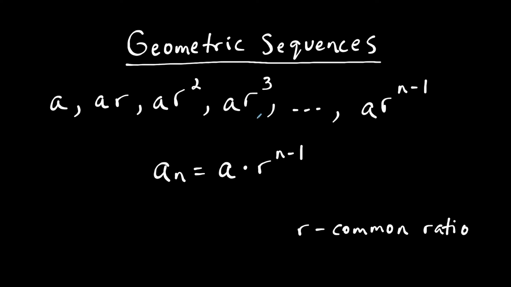So a geometric sequence is when you start with a term and you multiply by the same thing each time to get from one term to the next. And we call that thing the common ratio. So this is the general formula for the nth term of a geometric sequence. So now let's look at a few questions.